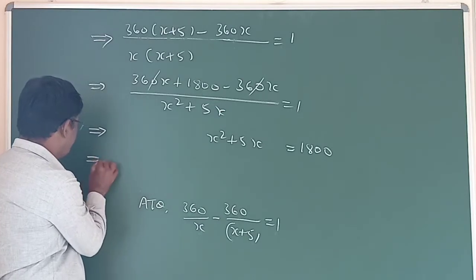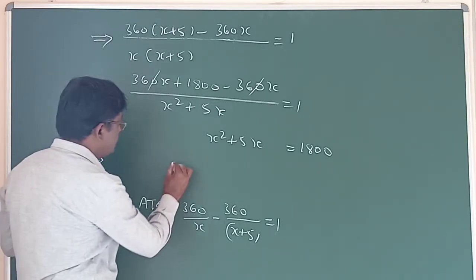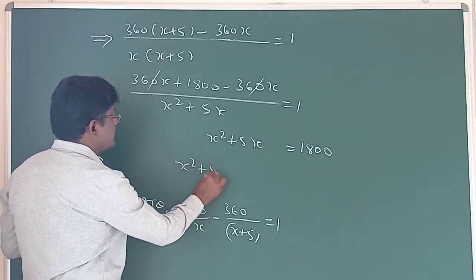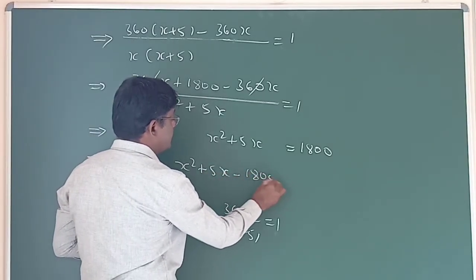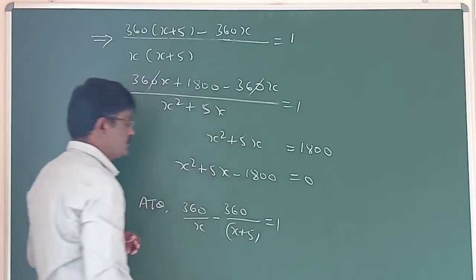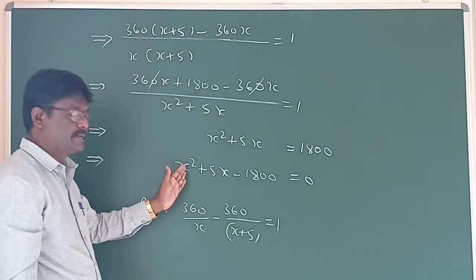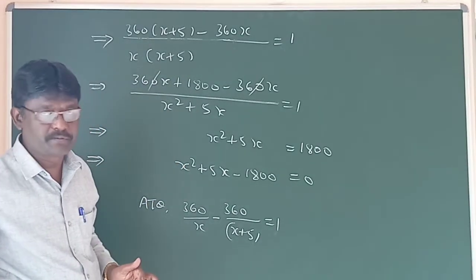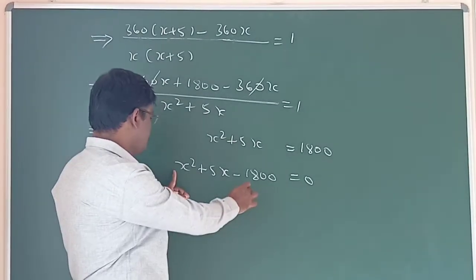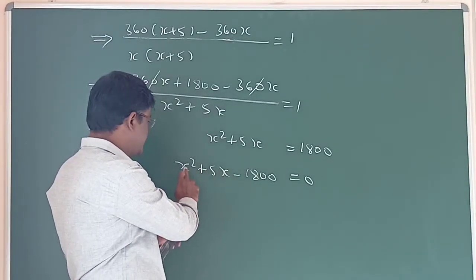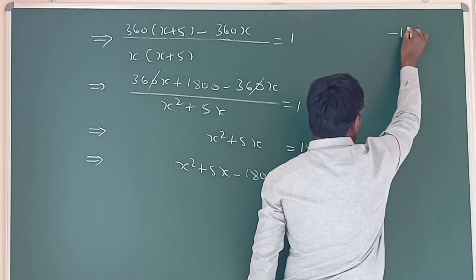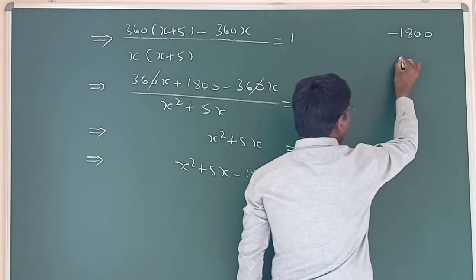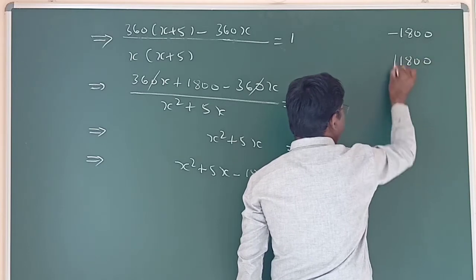Now we have to bring this into the standard form. Hence, x square plus 5x minus 1800 equal to 0. This is of which form? Ax square plus bx plus c equal to 0. Now we shall factorize this. 1 into minus 1800. Take 1800. Let us factorize this.